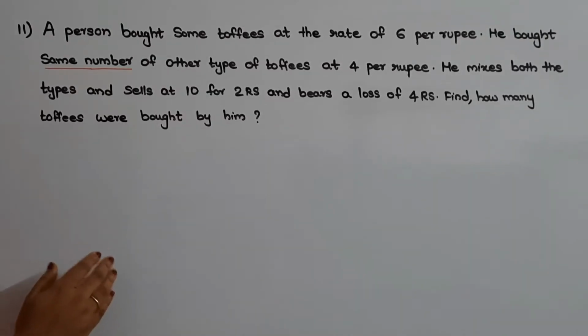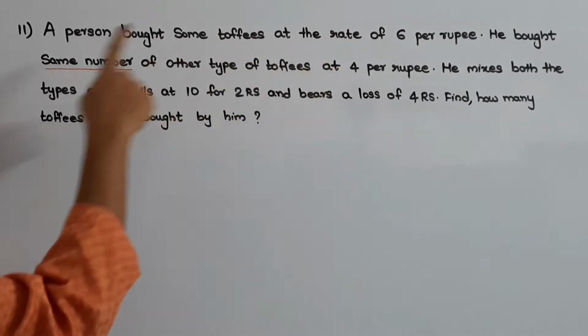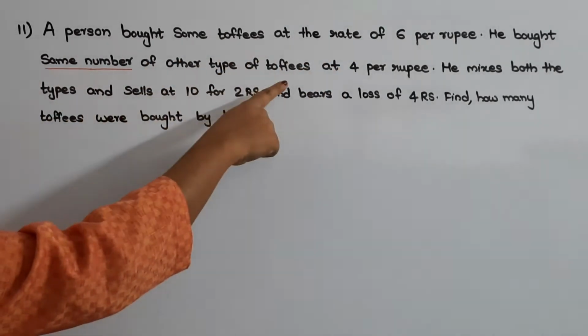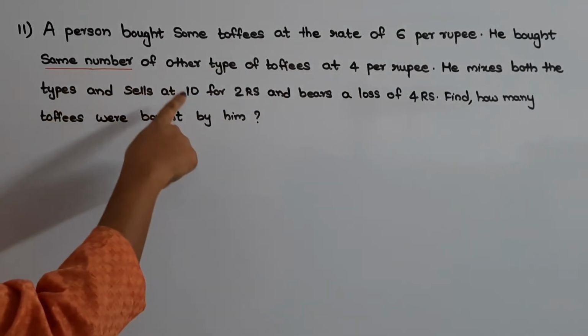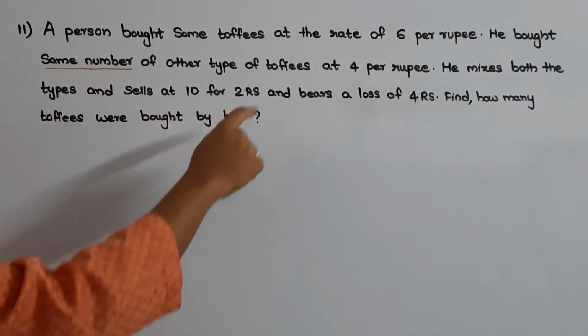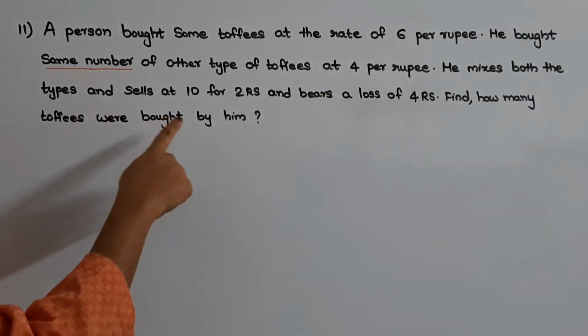The next question is, a person bought some toffees at the rate of 6 per rupee. He bought the same number of another type of toffees at 4 per rupee. He mixes both the types and sells at 10 for 2 rupees and bears a loss of 4 rupees. Find how many toffees were bought by him.